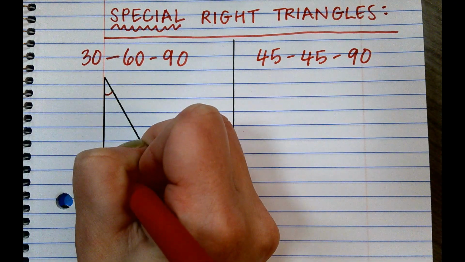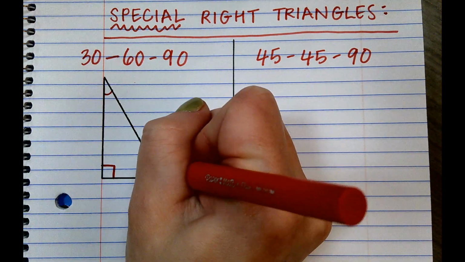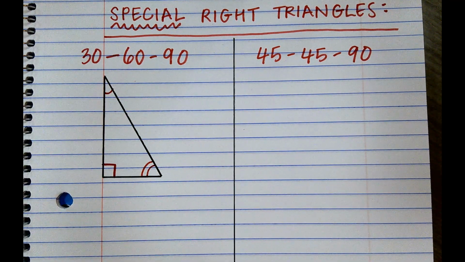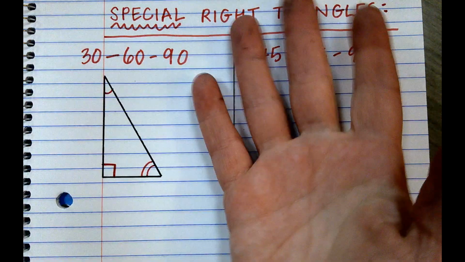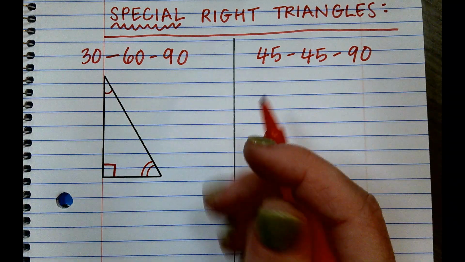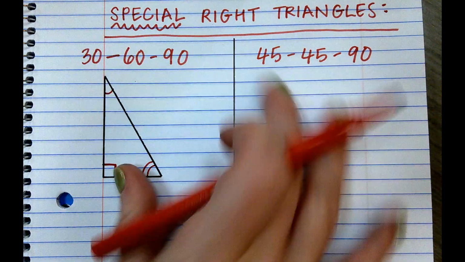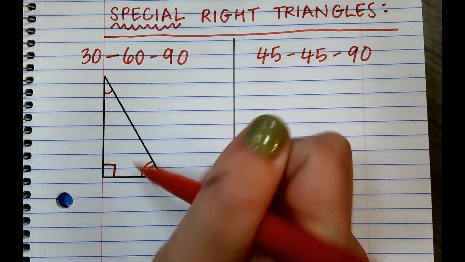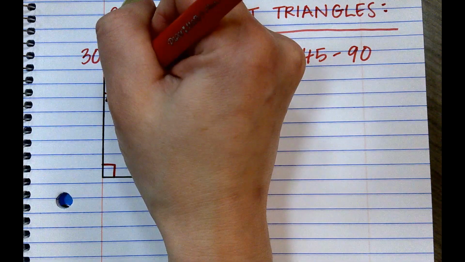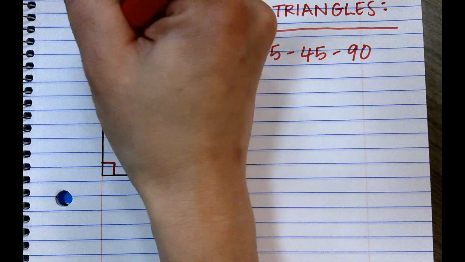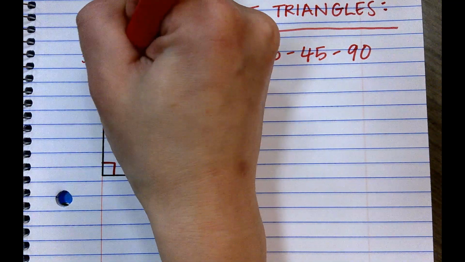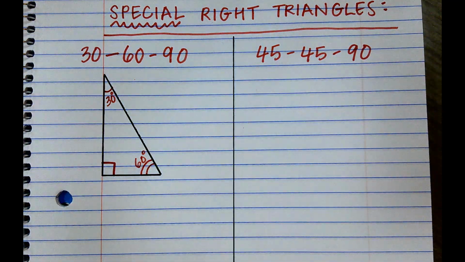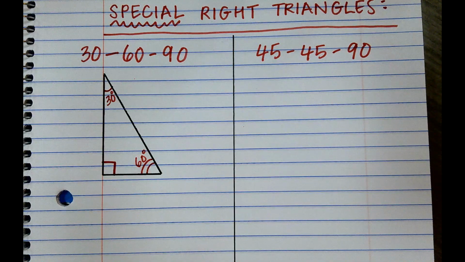Got your 90 in the corner. And your 60-degree angle right over here at the bottom. Now this could be flipped around. This could be rotated. It depends on how your triangle is drawn, but it'll always have these same angle measures. So if we want, we can label 30 degrees there, 60 degrees here. And we know that that box is 90.